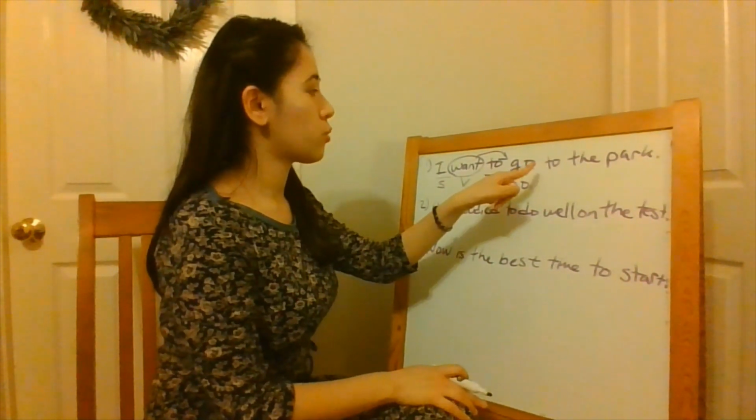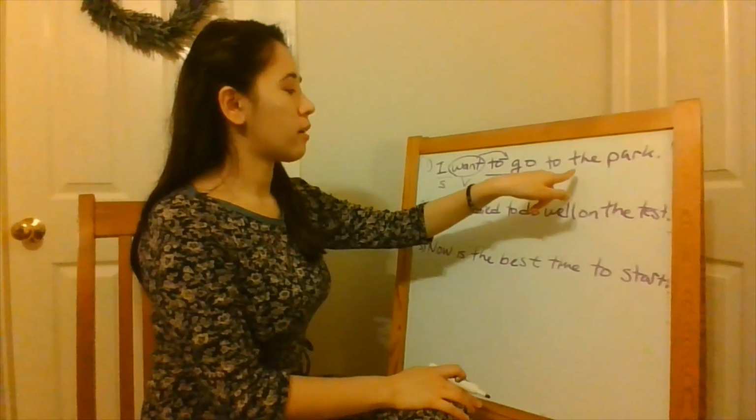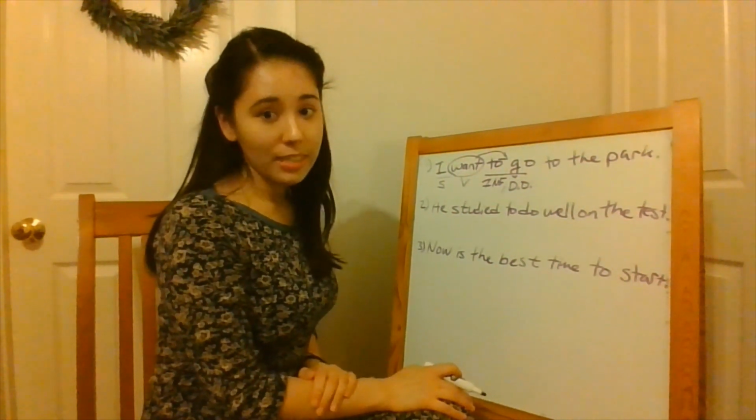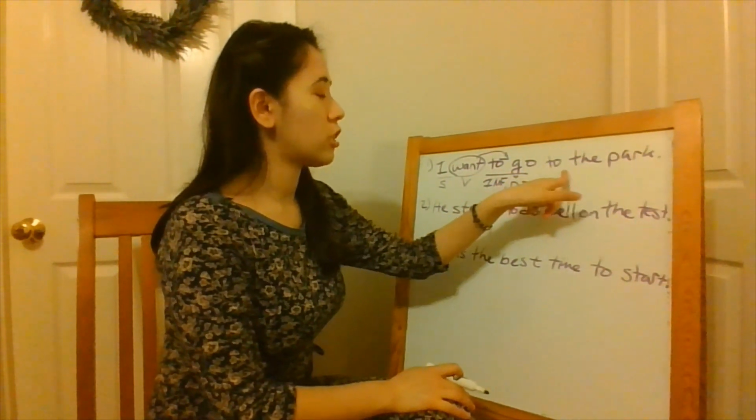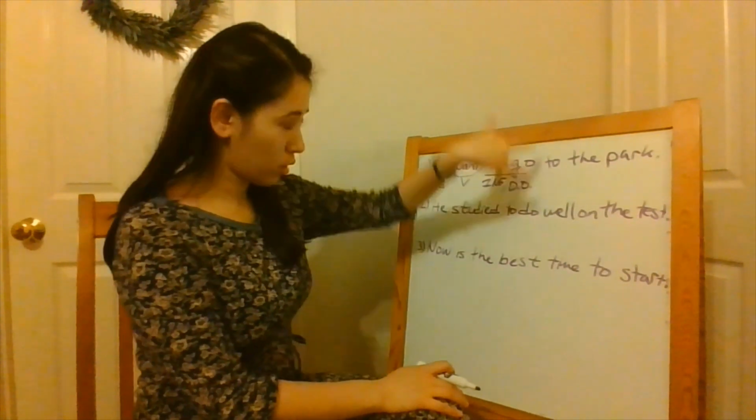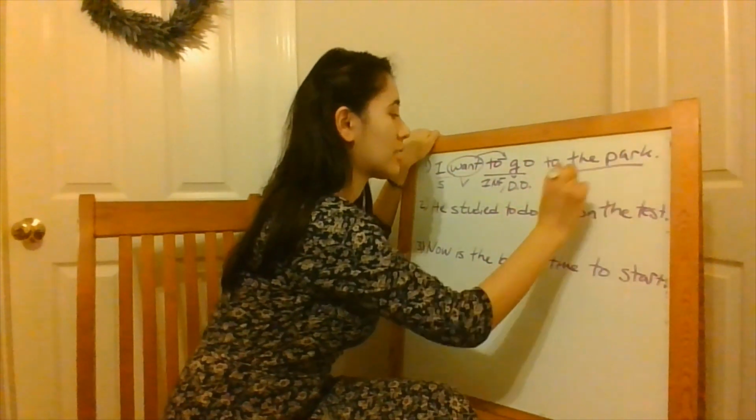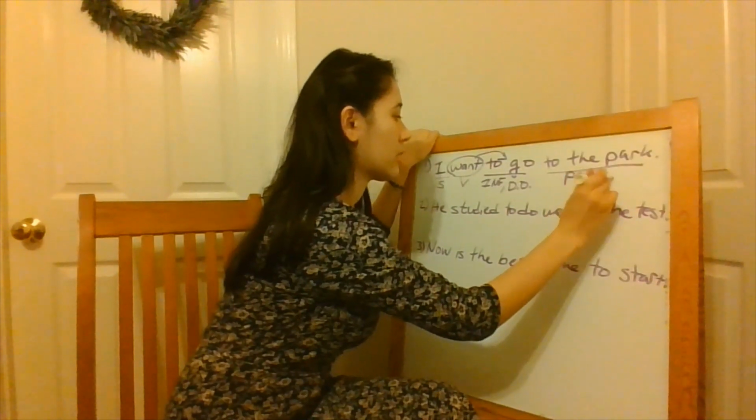And then we have, to go to the park. Now, the park is not a verb, it is a noun, and it is suggesting direction, so where? To the park. So this means this is a preposition.